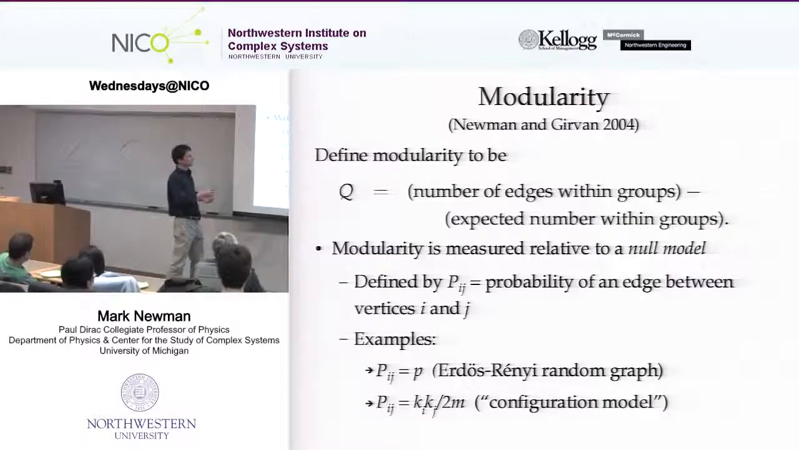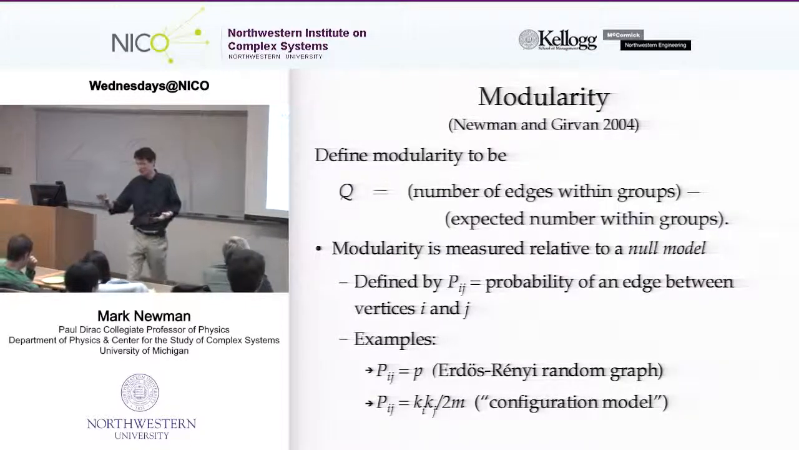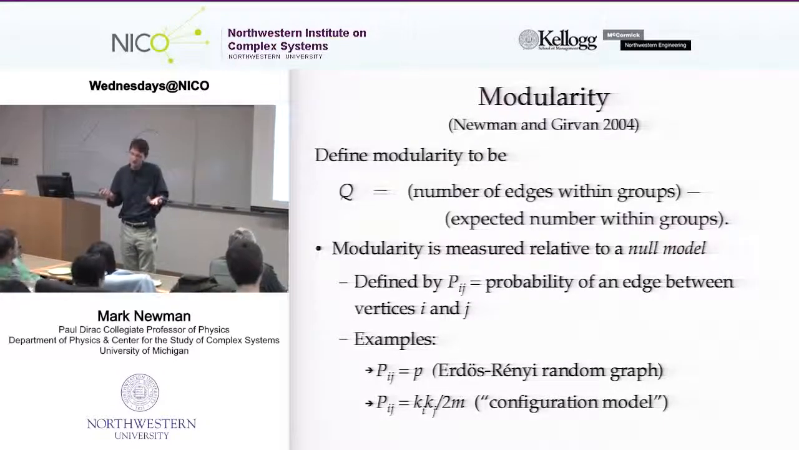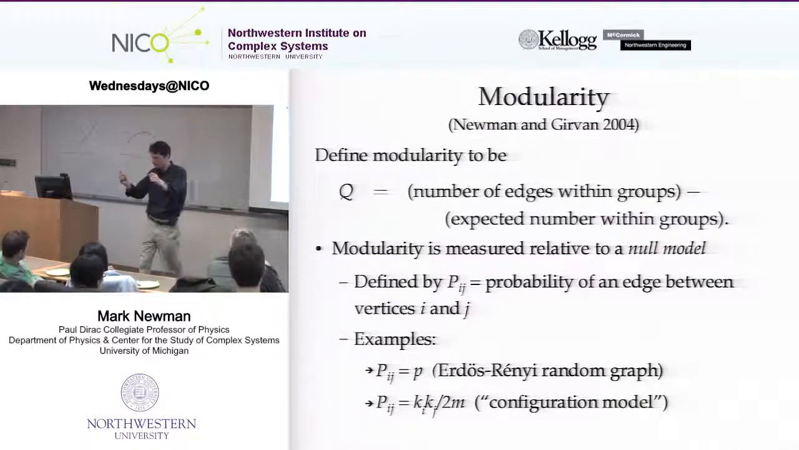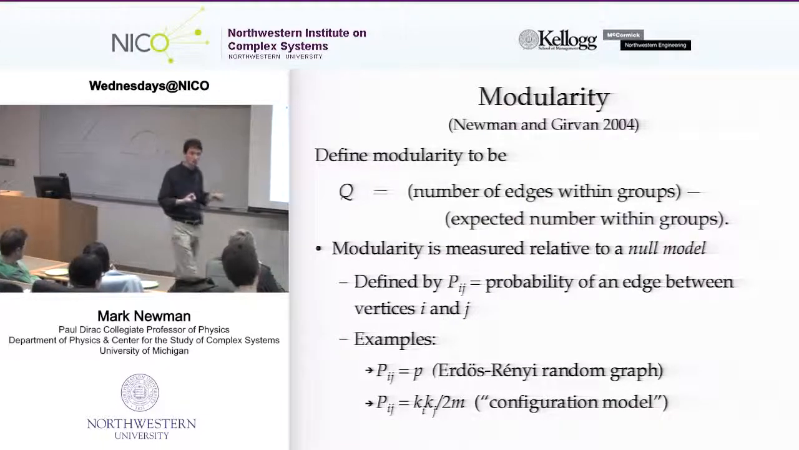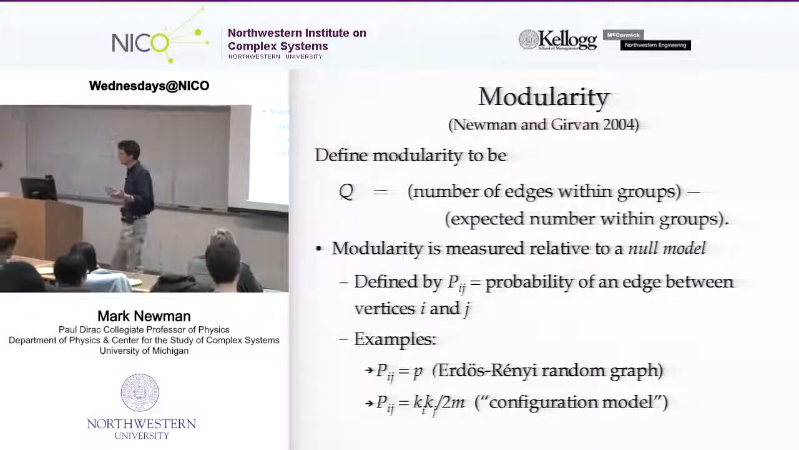And there are various choices of this p_ij. The very simplest one is I could just choose it to be uniformly random: there's an equal probability of connection between any two nodes. But it turns out that one doesn't work very well, for technical reasons. The one that people almost always use is called the configuration model, which says that the probability of connection is higher between two nodes that have a high number of connections, high degree so-called, and lower between two nodes that have low degree. And this is kind of obviously the right thing to do.